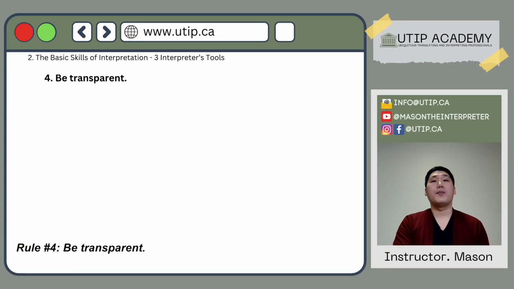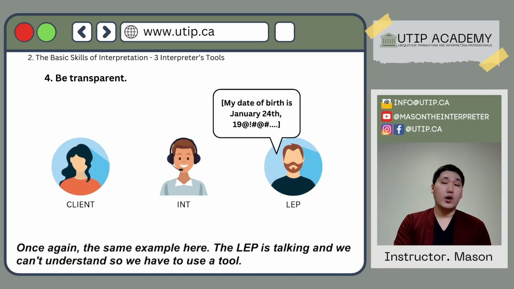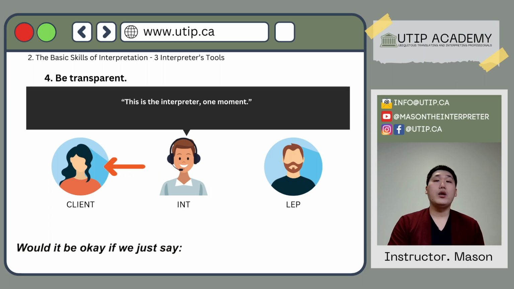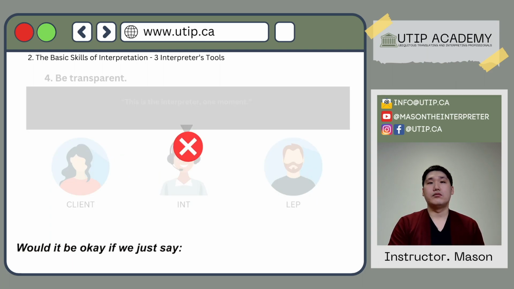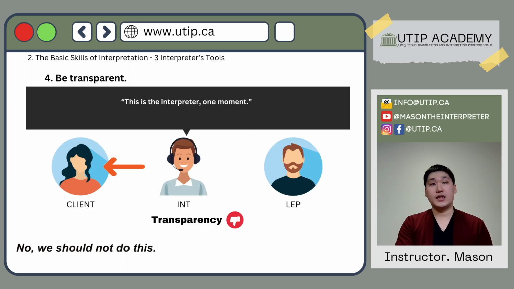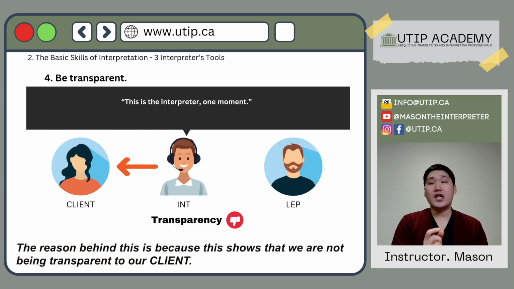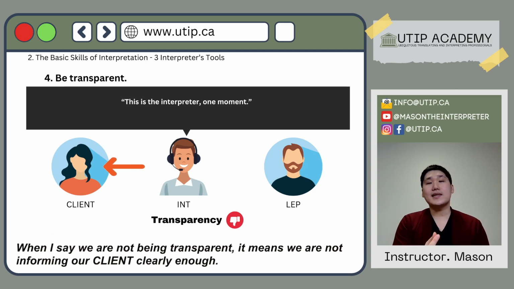Rule number 4, be transparent. Once again, the same example here, the LEP is talking and we cannot understand, so we have to use a tool. Would it be okay if we just say, this is the interpreter, one moment? No, we should not do this. The reason behind this is because this shows that we are not being transparent to our client.